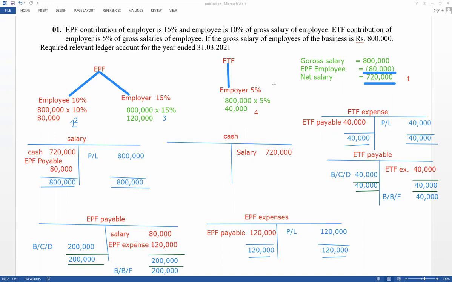For any organization, as all business organizations have employees, you have to know how to disclose on the financial statement. Therefore, salary, EPF expense and ETF expense go under administration expense, as well as EPF payable and ETF payable under current liability as a liability.